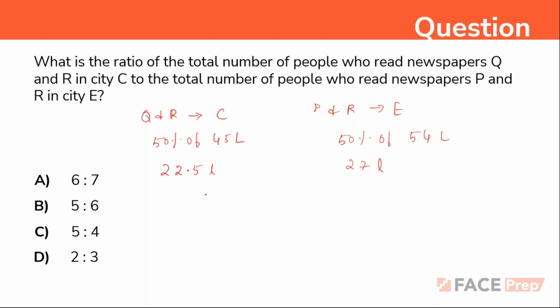Now I need to find the ratio. So I can take this as 225 and I can take this as 270. Okay, I'm extending the decimal point. So 225 is to 270, which is 45 is to 54, which is 5 is to 6, since 9 5s are 45 and 9 6s are 54. So hence my answer is option B for this particular question.